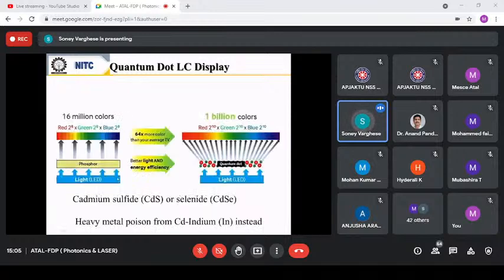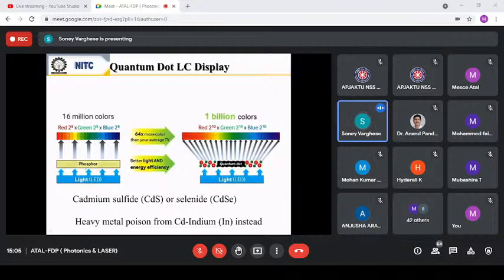So for example, in this case, they are using cadmium selenide or cadmium sulfide, right? Even though cadmium is a heavy metal and there are chances of poison, still people are using it. And as an alternative, people are working on zinc-based materials or other materials which are less toxic, right?